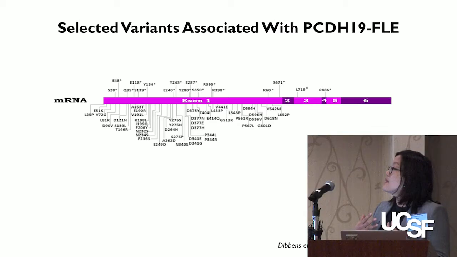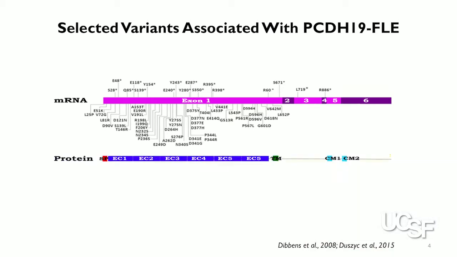So far, many mutations have been found. These are just selected variants that have been identified in the PCDH19 gene. You can see many of them clustered in exon 1. Exon 1 encodes a really important domain for PCDH19 function, the extracellular cadherin interaction domain. That these mutations cluster in exon 1 encoding this EC domain speaks a lot about PCDH19's function in cell-to-cell adhesion.